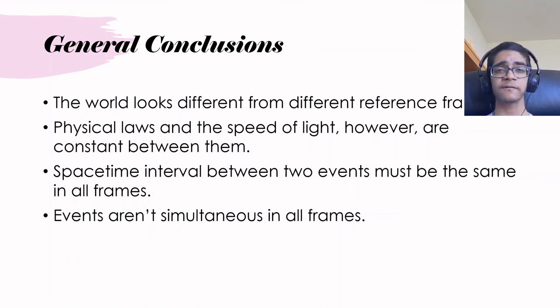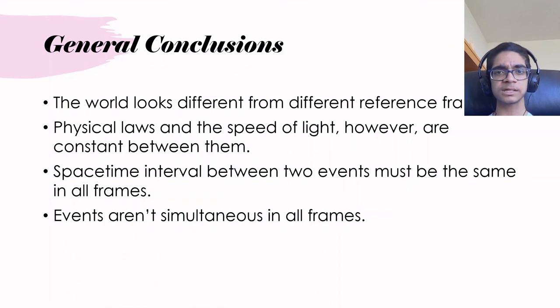Next, physical laws and the speed of light must be constant between all reference frames. This is something that Galileo and then Einstein, with the speed of light part, postulated, and this is the basis of our theory of special relativity. Additionally, we learned that the space-time interval between two events must be the same in all frames, and events are not simultaneous in all frames.